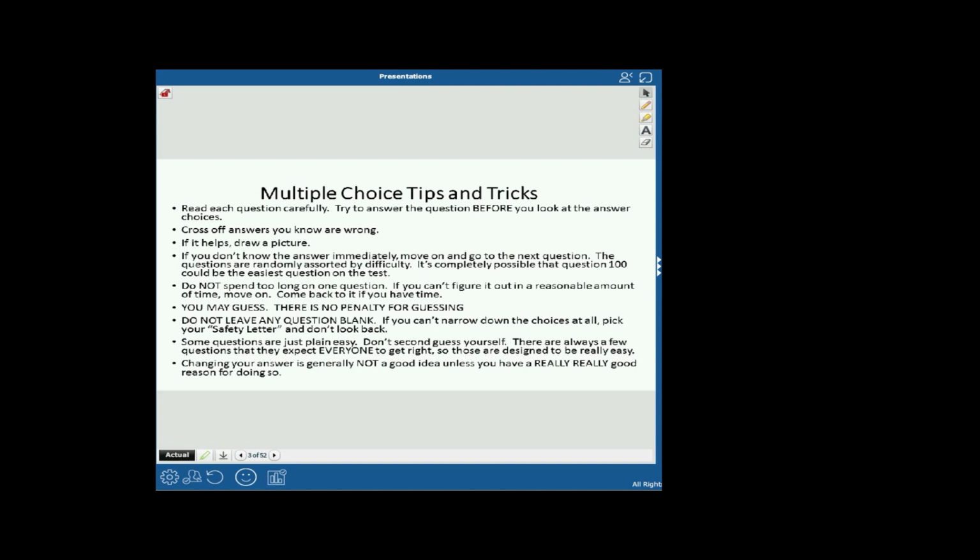So if you read the first question, you're like, oh gosh, this is hard, I'm screwed. You might not be, right? It might just be the hardest question on the test. Don't spend too long on one question. If you can't figure it out, move on. Come back to it if you have time.